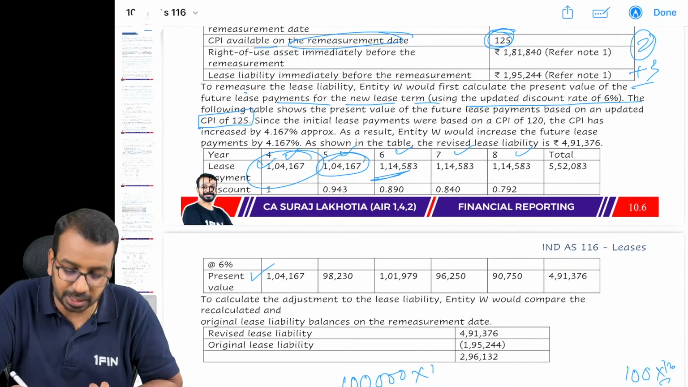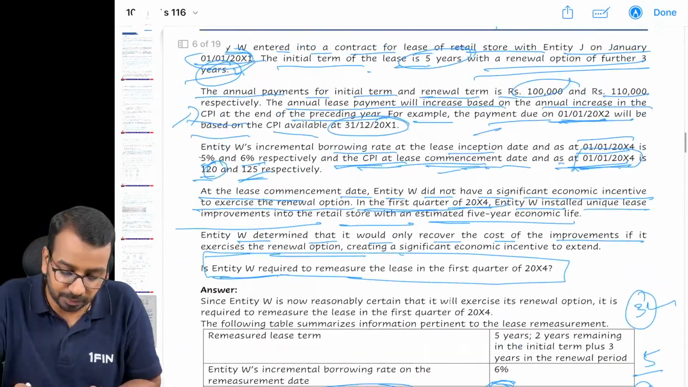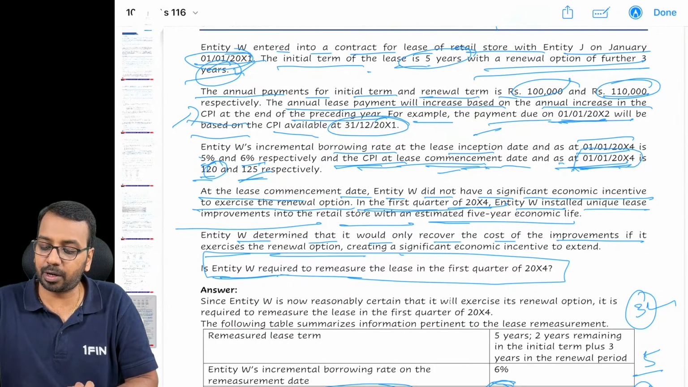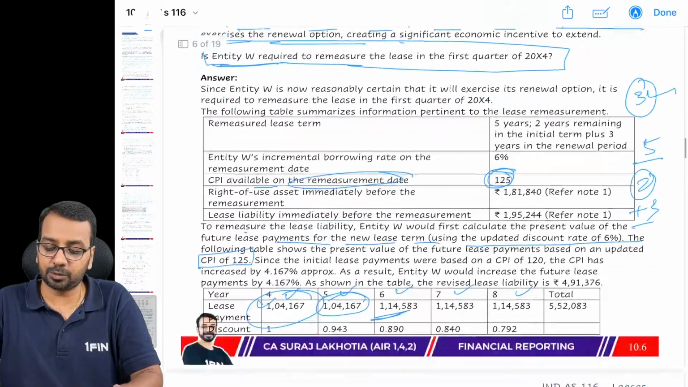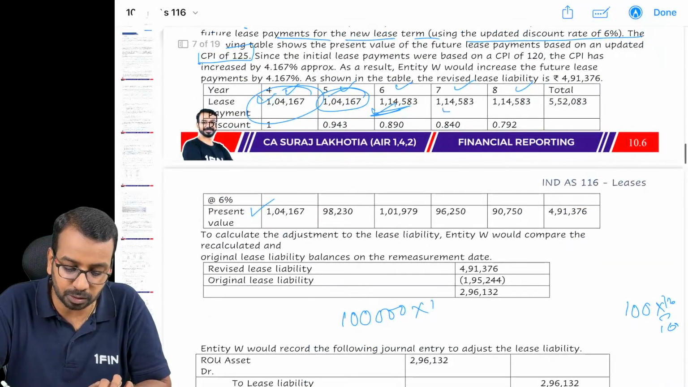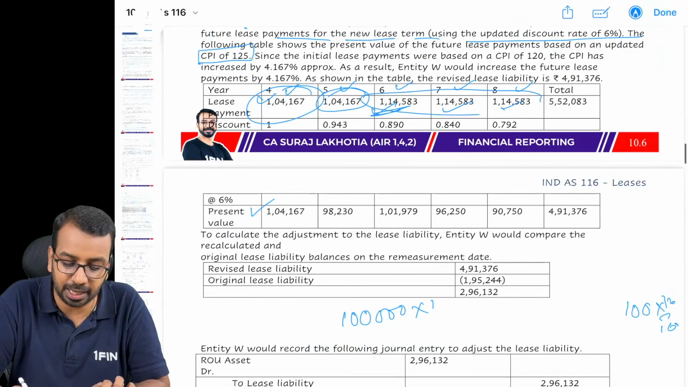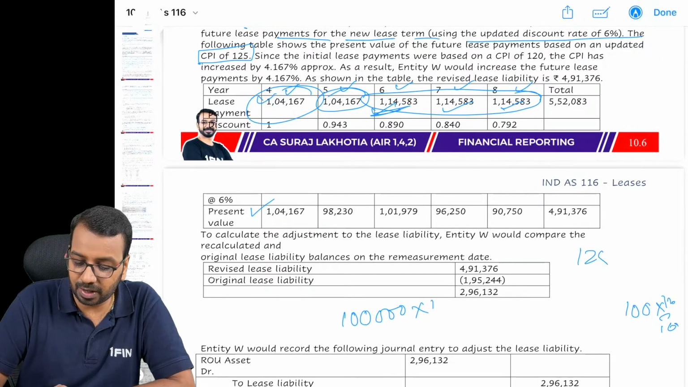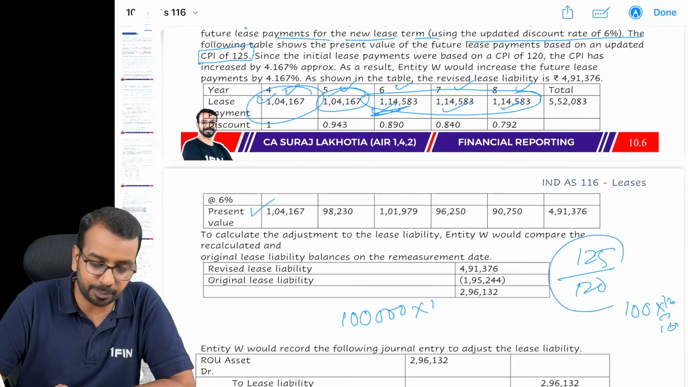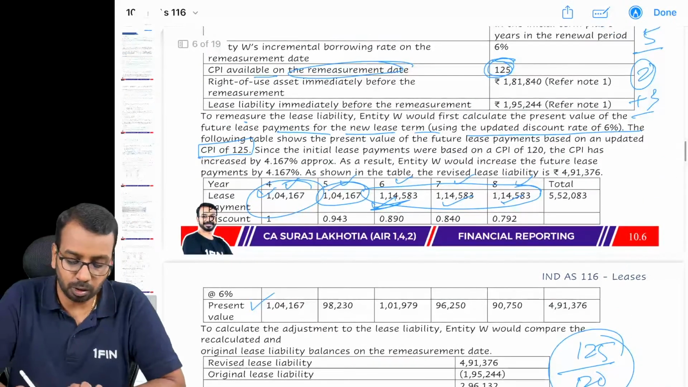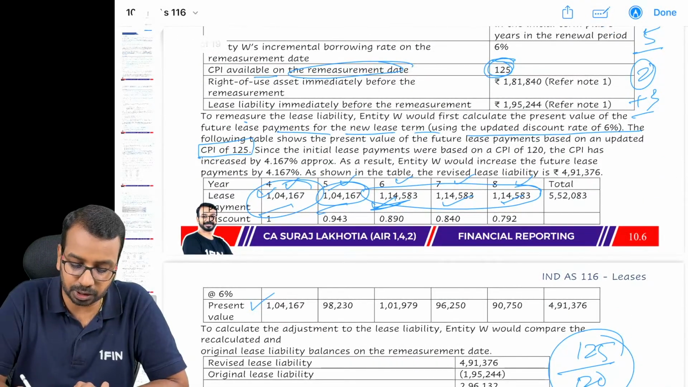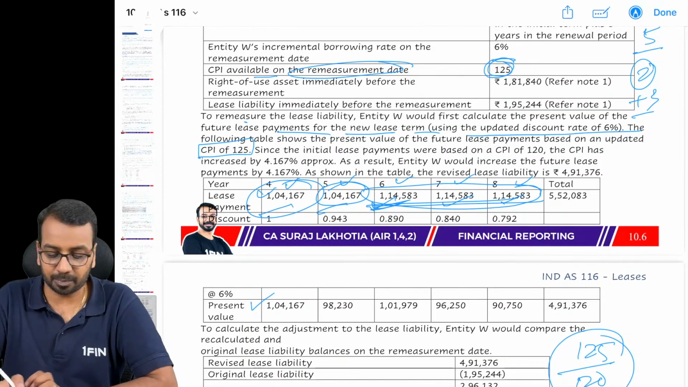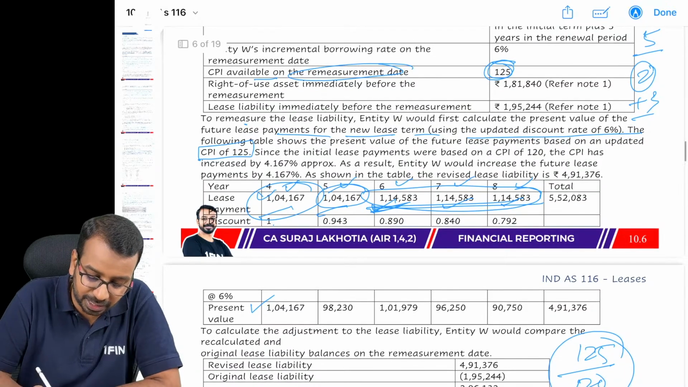Sir, why did this change? This changed because the extension period is 110. So 125 divided by 120 into 110. That is why it is 1,14,583. So these three are based on revised rentals. We have inflated it by a factor of 125 by 120. So 1,04,000 here, 1,04,000 here, and these remain at 1,14,000. That 10,000 extra payment. Discounted using which factor now?